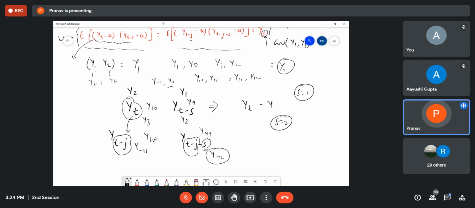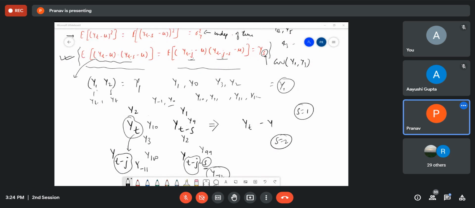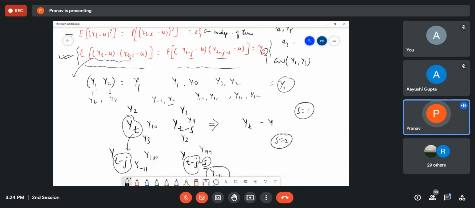So what it says here is that no matter whether you're trying to talk about the covariance between yt and yt minus s or yt minus j and yt minus j minus s, as long as they are separated by the same lag, their autocovariances will be same. Is this clear? Yes, sir, got it. So as long as the lag is same, as long as the two outcomes of the time series variable are separated by the same lag, their autocovariances must remain same. ठीक है?